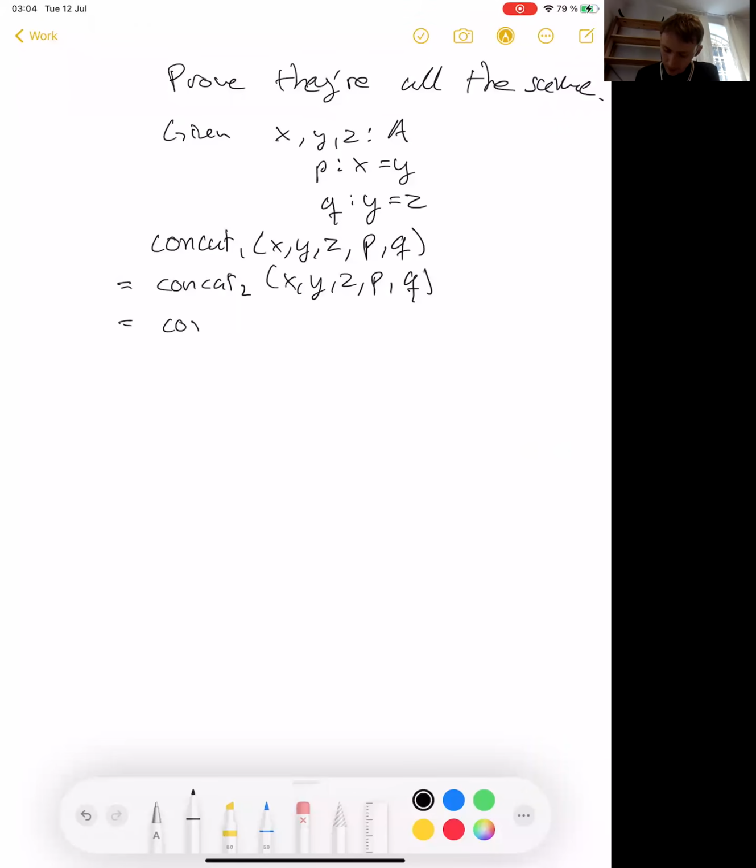is equal to concat 3. So this is a bit informal. Now I'm writing a triple equality here, but I'm just saying we want to prove that they're all equal. Okay. X, Y, Z, P, Q. Okay. But this is not too hard, because we have two nice paths that we can use path induction on. So when we prove this, we just apply path induction. Oop, no, I've been calling it identity elimination, sorry.